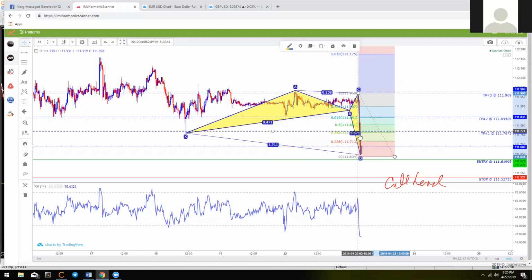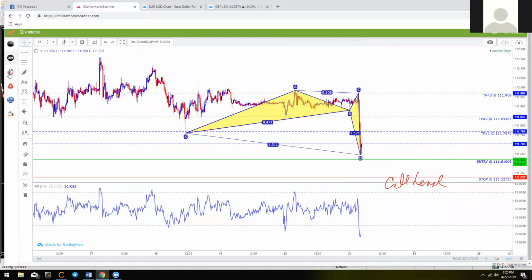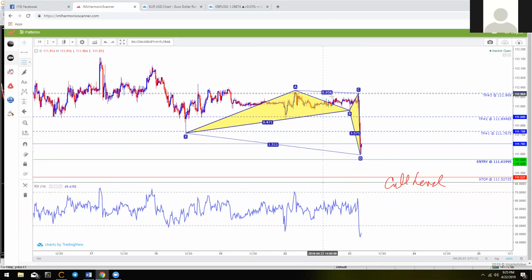Can you do that one more time? Delete it and then do it one more time. Go to the dog and bring him in. All right, so you go right here to the Fibonacci tool. You can take it from the top to the bottom.